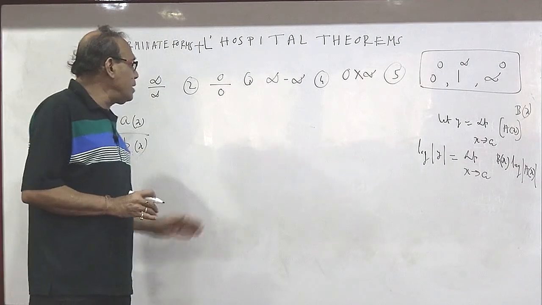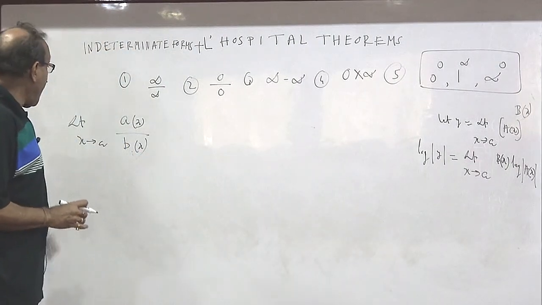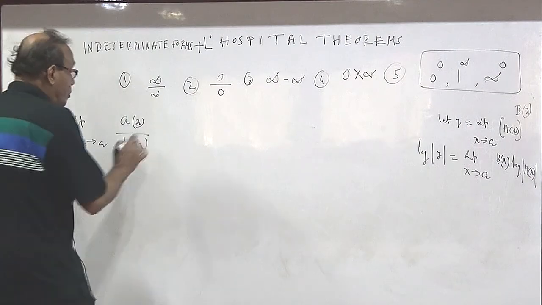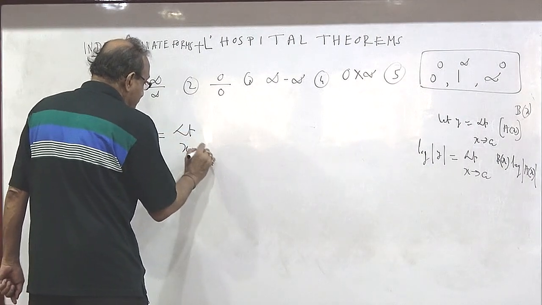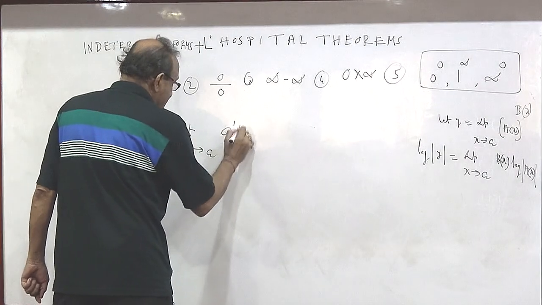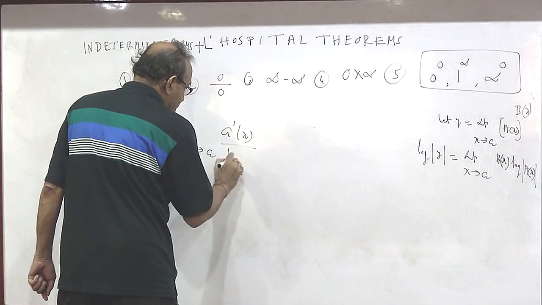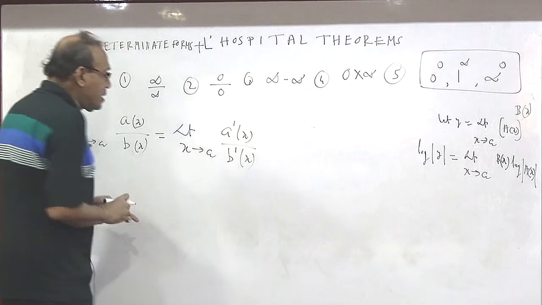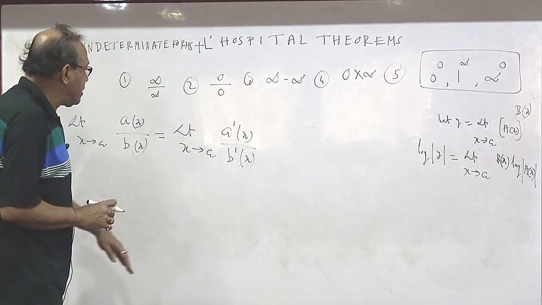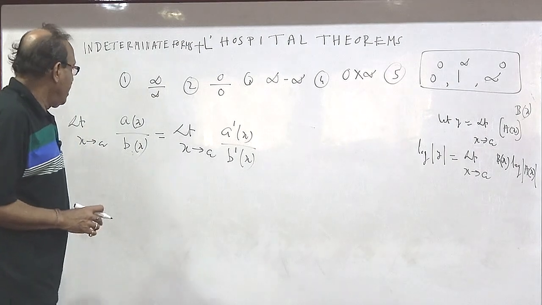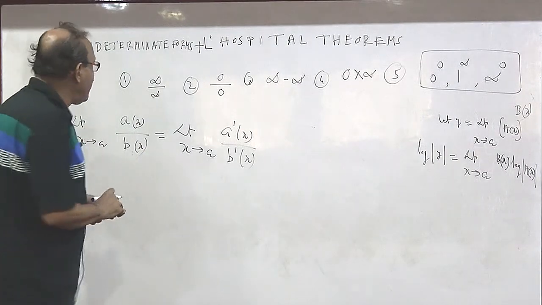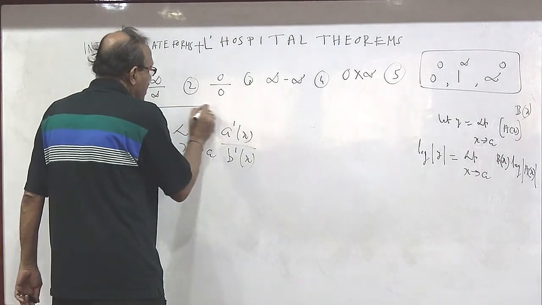For infinity by infinity and 0 by 0, I have to differentiate numerator and denominator with respect to x, just like this, a dash x by b dash x. If it is even 0 by 0 again, differentiate again, and go on till at the end you get a finite result. This model is valid for the first two forms.